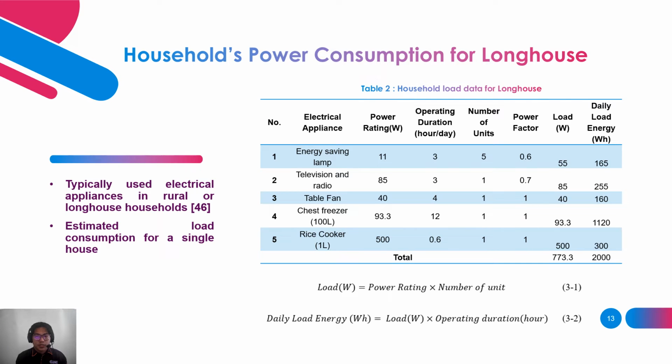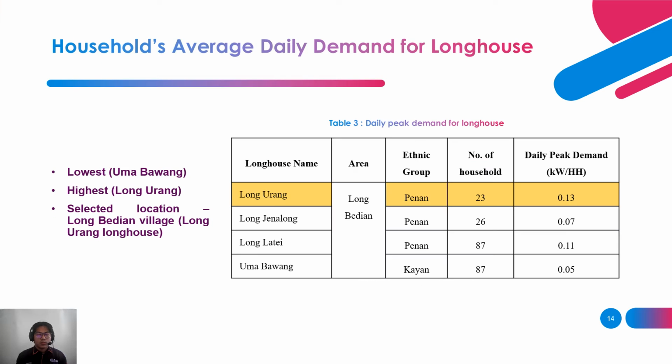This is the typical use of electrical appliances in rural or longhouse households. The results of the calculation demonstrated in this part consist of rural household power consumption, PV panel sizing, and battery sizing. The estimated load consumption is calculated using equations 3.1 and 3.2 for a single household, which is 2 kWh. The selected location for this parameter design is Long Orang Longhouse, with 23 households, which records the highest daily peak demand, while the lowest is recorded by Umar Bawang Longhouse. The load being used in the simulation is 46 kWh, which represents the 23 households.